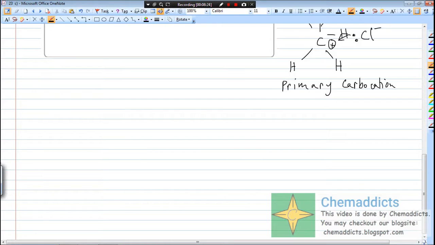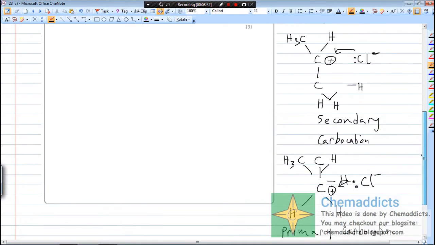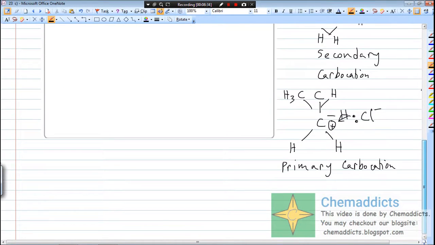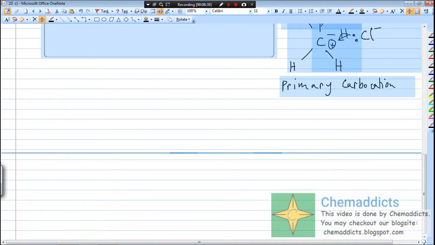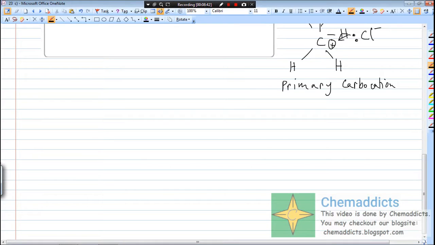So in here, primary carbocation, since this product, yeah, particularly this minor product, so this is the carbocation, primary. Let me write it again. Okay, so this is the primary carbocation.